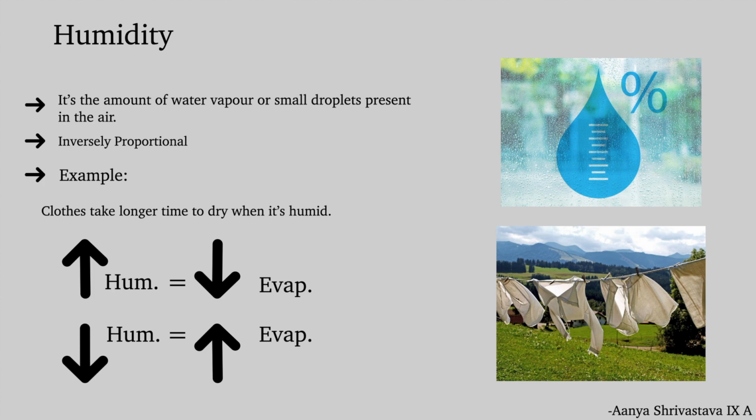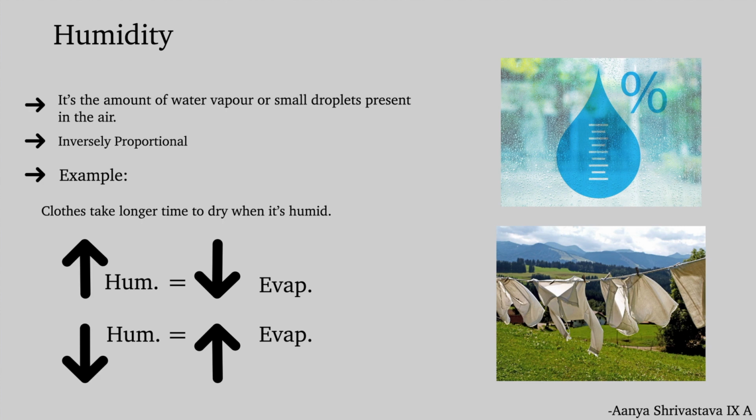Humidity is basically the amount of water vapor or small water droplets present in the air. Now, unlike all the other factors affecting the rate of evaporation, this is inversely proportional to evaporation. Which means the more the amount of humidity in the atmosphere, in the environment, the lesser the rate of evaporation is going to be, and vice versa. The lower the humidity, the more the evaporation.